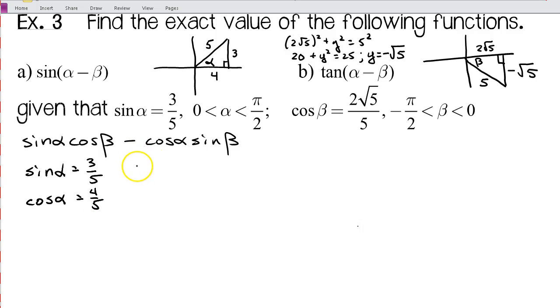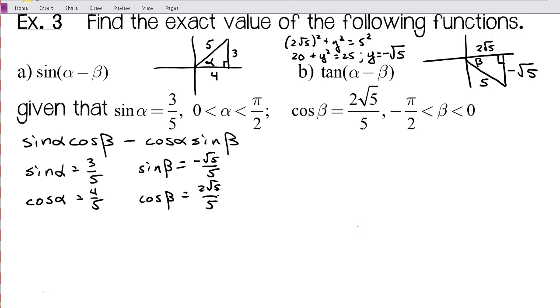And then for beta, we've got the sine of beta. We're going to go over to the other triangle. Sine of beta, again, is opposite over hypotenuse, so that's negative root 5 over 5. And the cosine of beta is adjacent over hypotenuse, so it's 2√5 over 5.